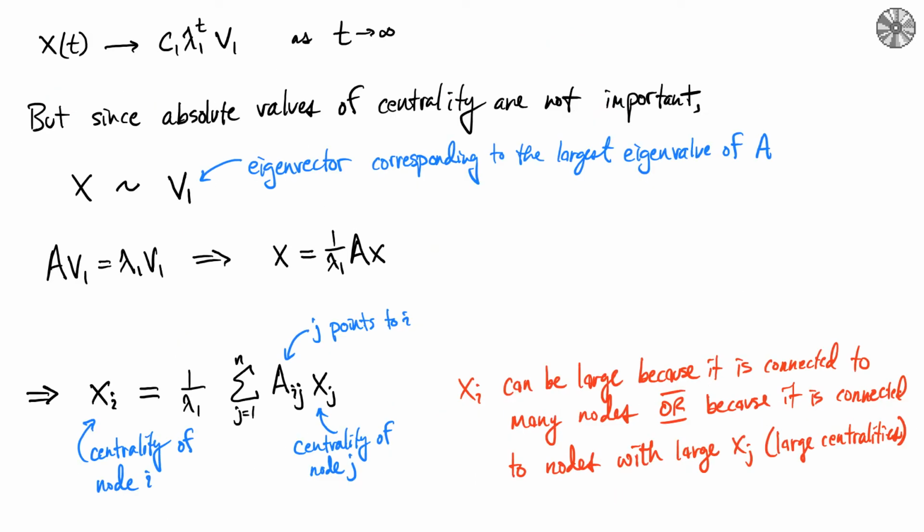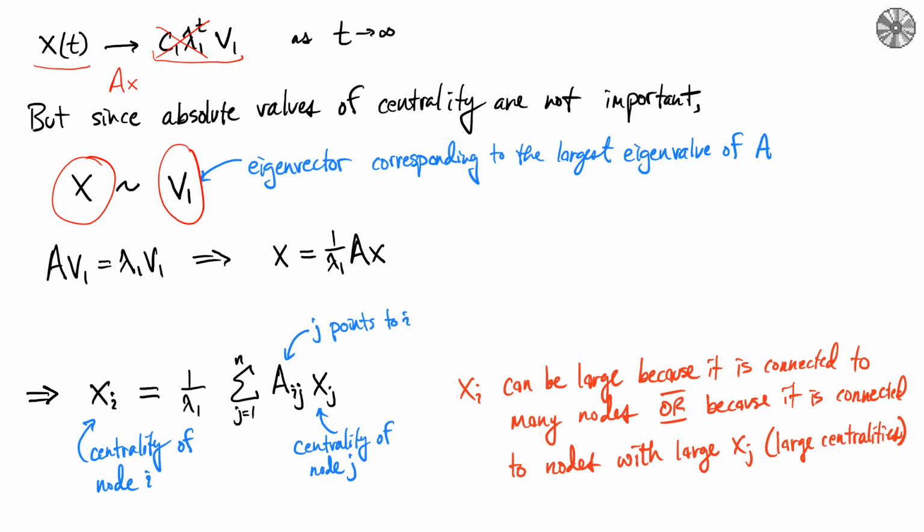So we saw that as t goes off to infinity, the centrality, following the update rule where we just multiply it by A each time, looks like this. Because we only care about the relative centrality values, we don't need absolute values, so we can just ignore this constant out in front, and we just consider that the centrality is indeed the eigenvector that corresponds to the largest eigenvalue. And this is why it is called eigenvector centrality.